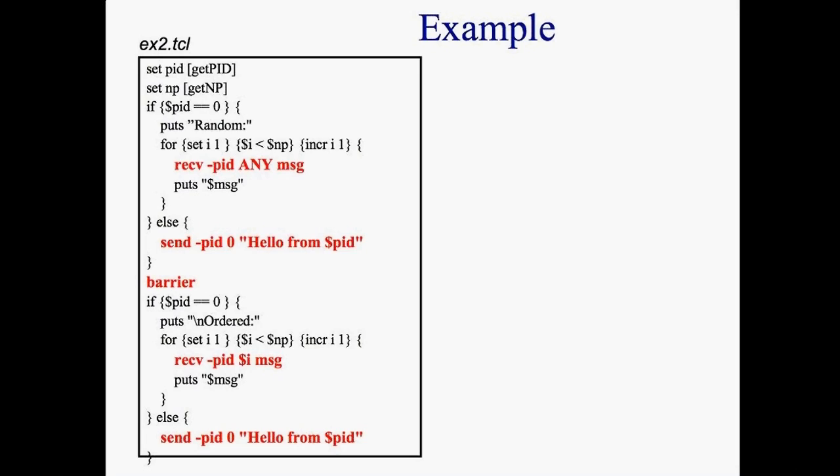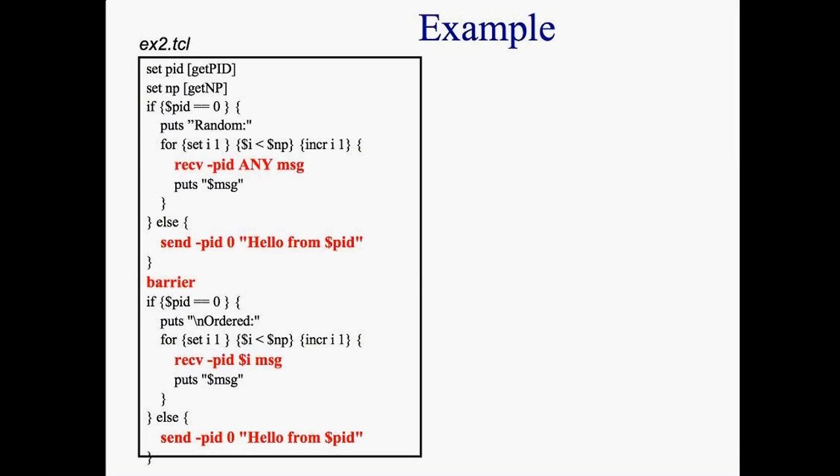So here's a simple example, a Tcl script. You've probably all seen these Tcl scripts. But in this script, I'm actually using these new commands: getPID, getNP, sending and receiving messages, barrier. So what this script does, I won't go into too much detail, is initially every processor is going to send a message to P0. And initially P0 will loop over all the processes in the communication and receive the message. In that first loop, it doesn't care what the order is. It'll just receive a message from any processor.